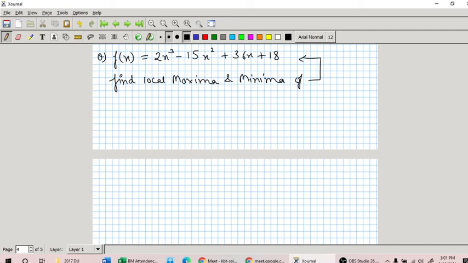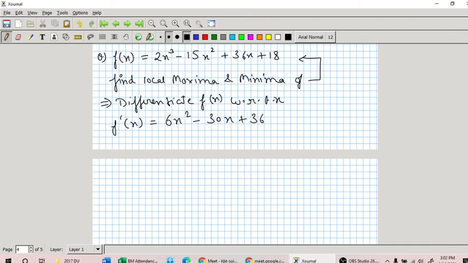Now let us find the slope of this function. To find the slope of this function, what we will do, we will differentiate f(x) with respect to x, and we will get f dash x as 6x square minus 30x plus 36, and when we simplify this, we will get x square minus 5x plus 6.